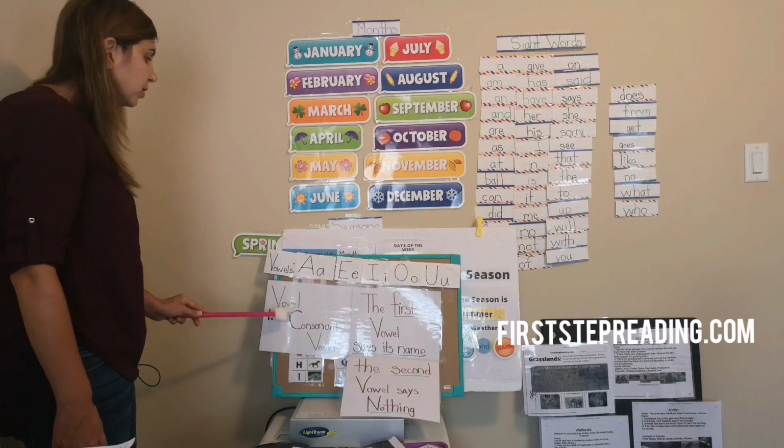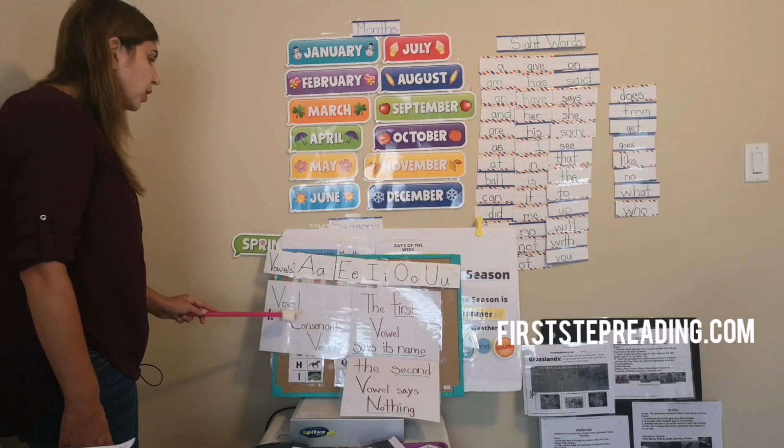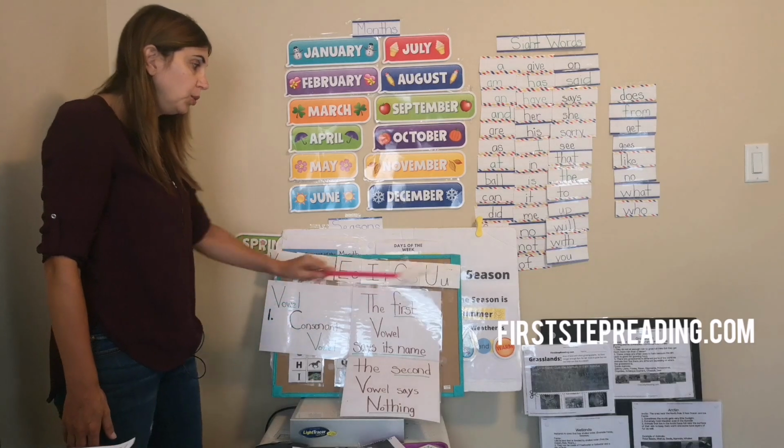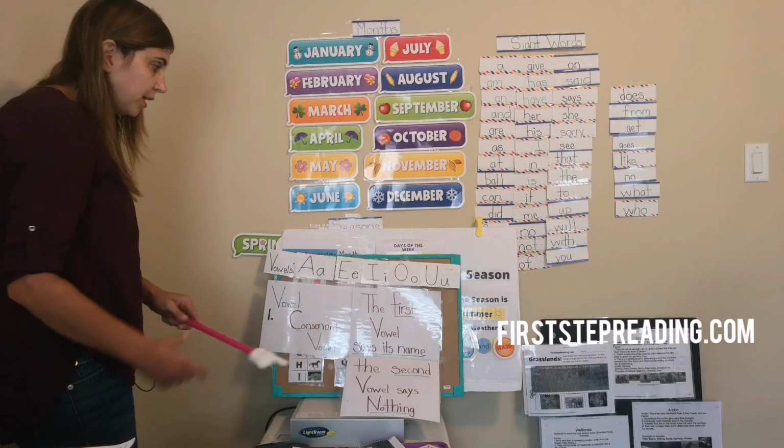Vowel, consonant, vowel, vowel, consonant, vowel. The first vowel says its name, U. The second vowel says nothing.